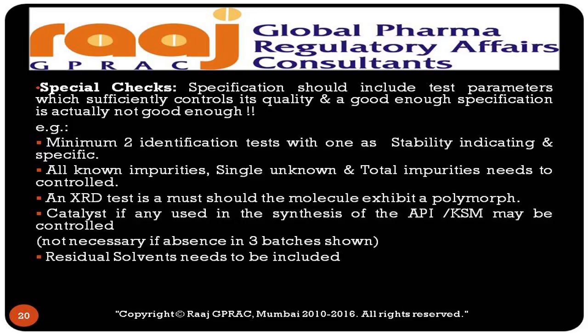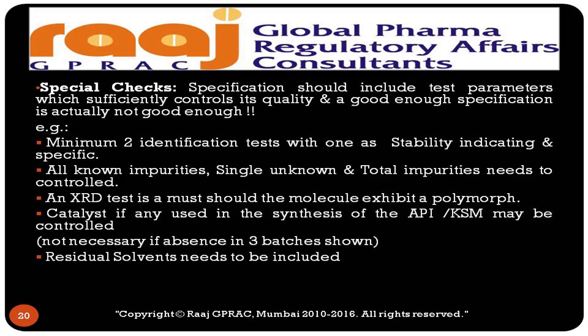So the specification should include test parameters which sufficiently control its quality, and a good enough specification is actually not good enough. Example, minimum two identification tests with one as stability indicating and specific. So you have to include two identification tests. One is by HPLC or any instrumental analysis, and the second one could be a chemical analysis, IR spectra or UV spectra. So that is a mandatory requirement when we go for the regulated market and under the ICH CTD sections.